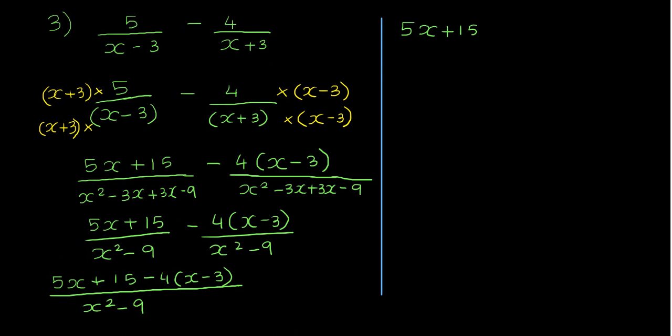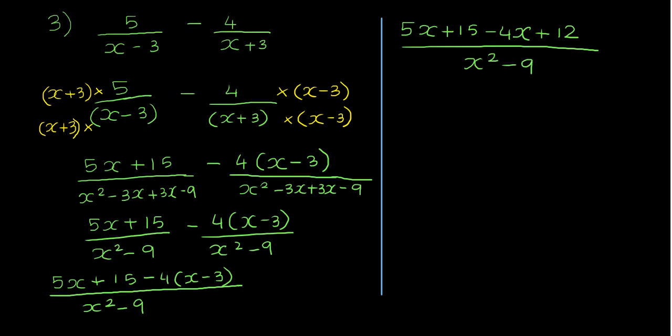Okay, so it's 5x plus 15. And then now I'm going to expand it. Minus 4 times x is minus 4x. And minus 4 times minus 3 is plus 12. All of it divided by x squared minus 9.